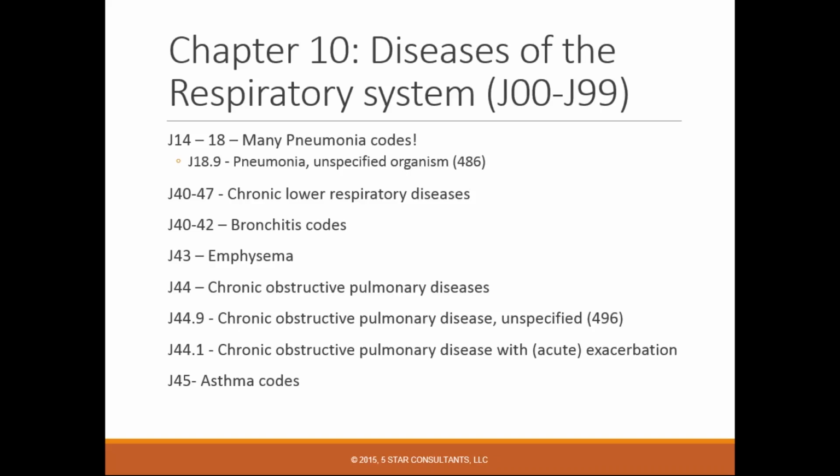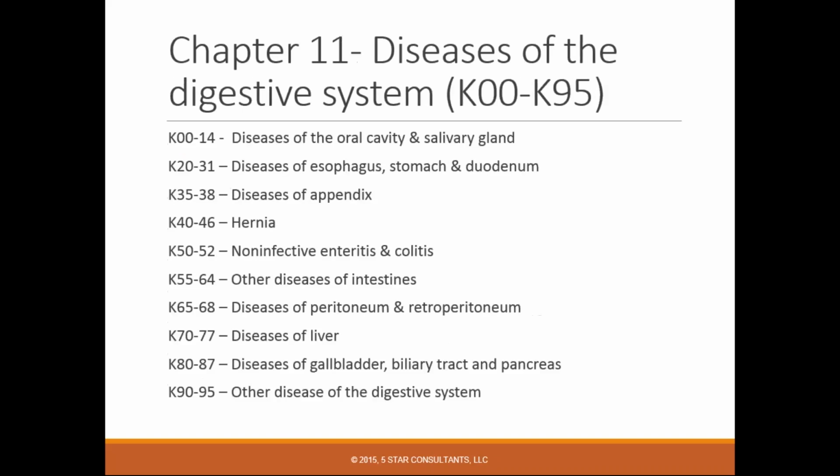J40 to 47 are our chronic lower respiratory diseases. COPD, oh wait, no, I'm sorry. That's down below our COPDs. J40 to 42, bronchitis codes. J43 is emphysema. Then we start with J44, our COPDs. J44.9 is pretty much equal to our 496 if we have COPD unspecified. J44.1 is more like our 491.21, COPD with acute exacerbation. And J45 are the asthma codes. I'm not getting into those.